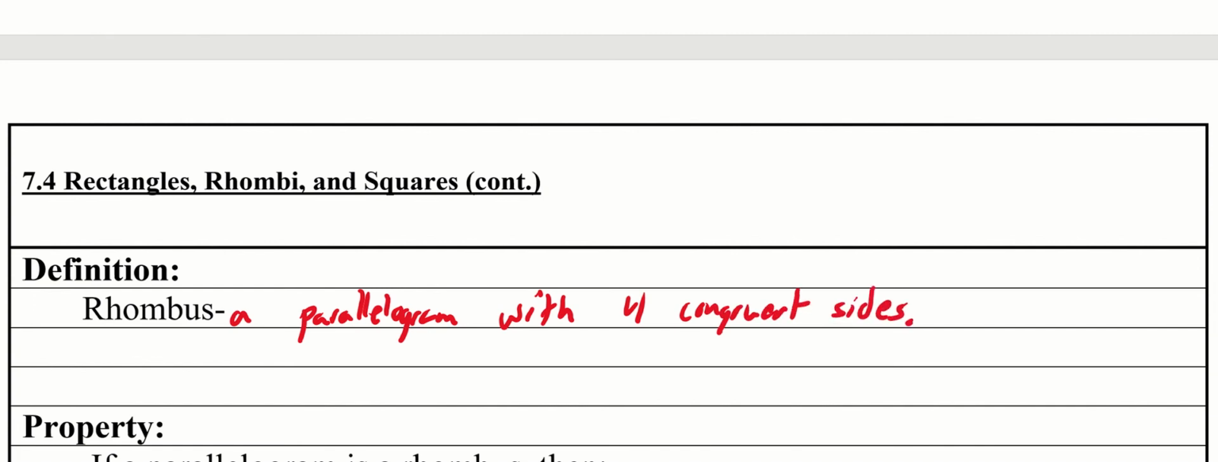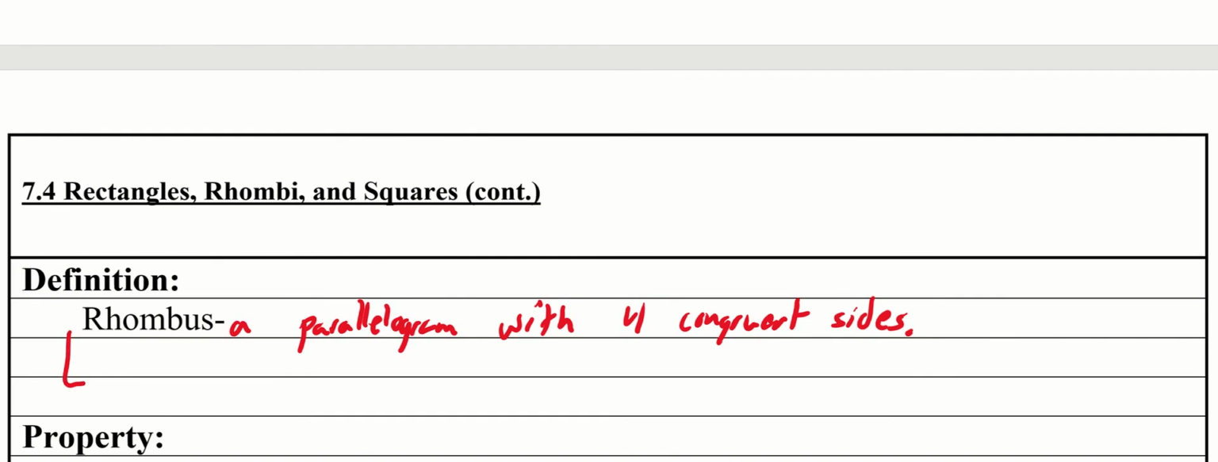So a little similar to what we just talked about with a rectangle, we basically said this is a parallelogram where all the angles are congruent, except here they're all 90. Here we're saying a rhombus is the same kind of idea except with the sides. So in this case, all the sides are congruent. Okay, so for example, something you'll usually see as a rhombus will kind of look something like this.